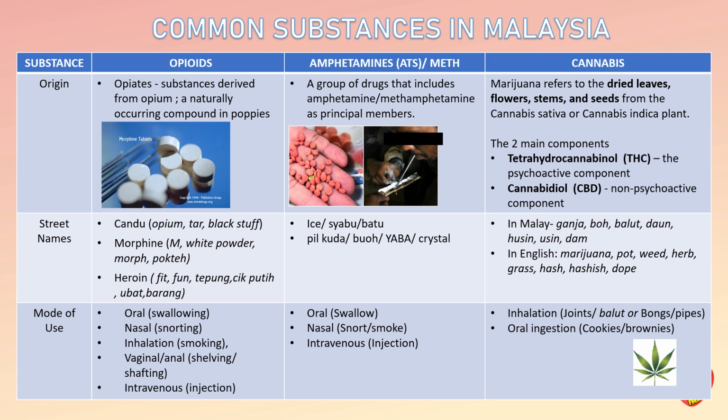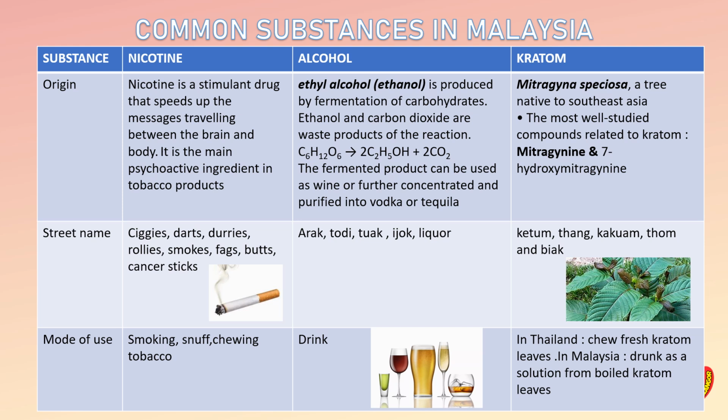Each substance has different methods of ingestion that influence the duration and peak time of its effects to the drug users, from oral, nasal, inhalation, or intravenous method. These are the other three substances also highly listed from our National Health and Morbidity Survey of Malaysia in 2019: nicotine for tobacco, alcohol, and kratom, or locally known as ketom.